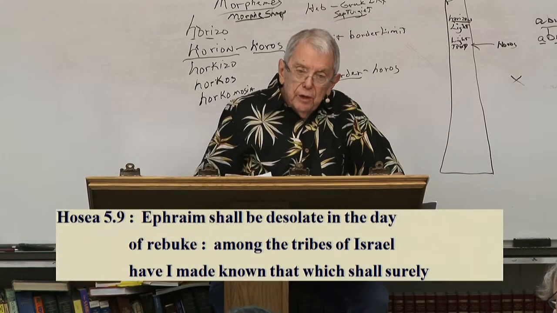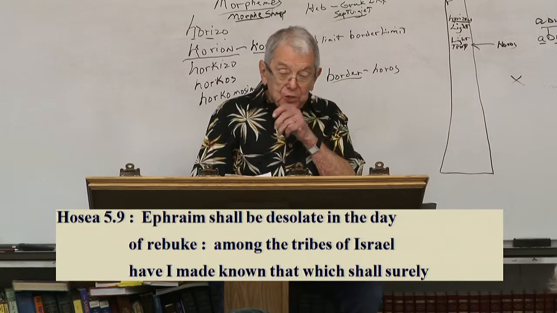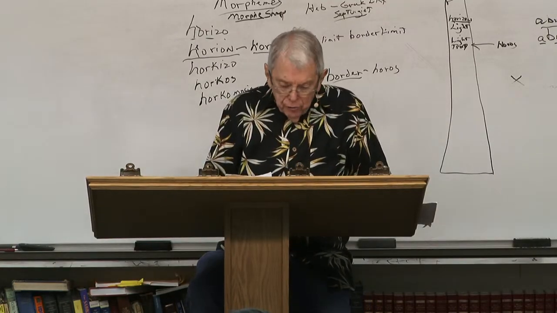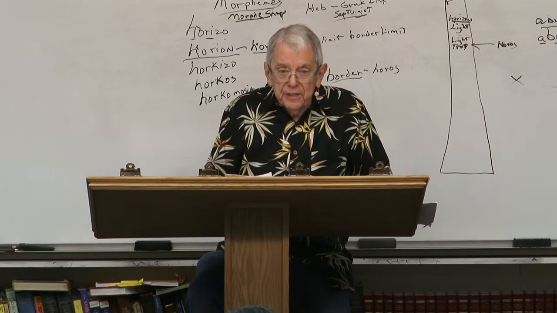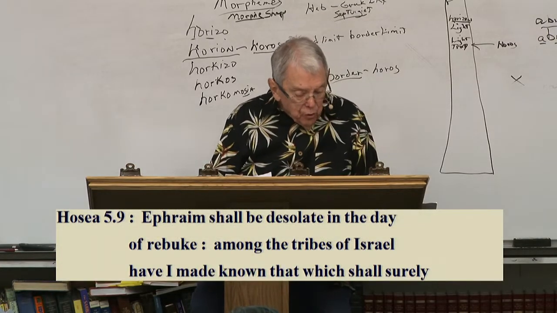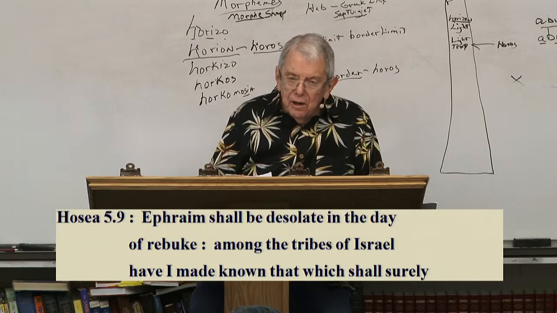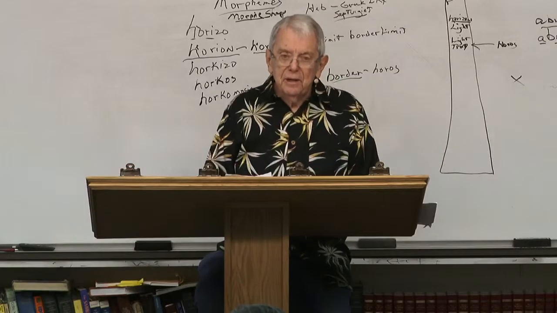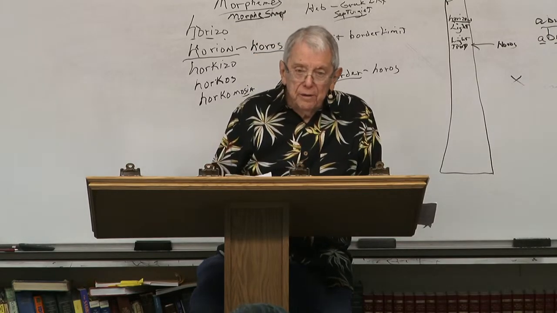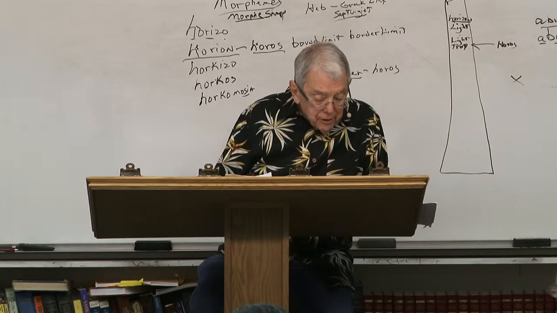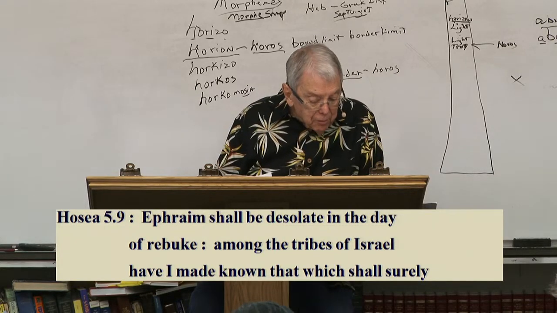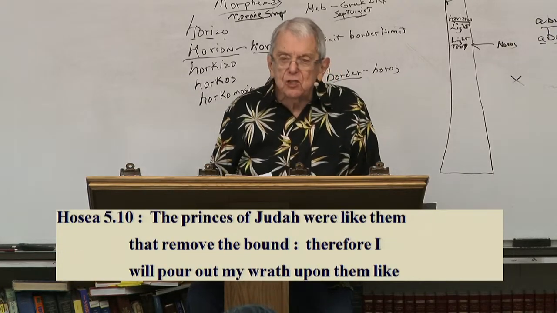Ephraim, which is northern Israel, Ephraim, the second-born son of Joseph, received the inheritance of Israel, there in the 48th chapter of Genesis. So anytime you see Ephraim, all through this book, after he's dead, it's talking about the 10 northern tribes, Samaria. Ephraim shall be desolate in the day of rebuke. How did God rebuke him? He carried them away into captivity in northern Israel by the Assyrians. You can read about that in 2 Kings, the 17th chapter, how the Assyrians came in and carried them away. Ephraim shall be desolate the day of rebuke among the tribes of Israel. Have I made known that which shall surely be? The princes of Judah, that's southern Israel.